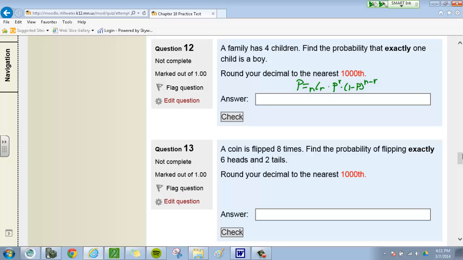And what we just need to do is figure out what this P is. What is our P? What is our N? And what is our R? Once we figure those things out, we can plug it into our equation, or we can put it in the graphing calculator and have it solve it for us. So first we have to figure out the P.